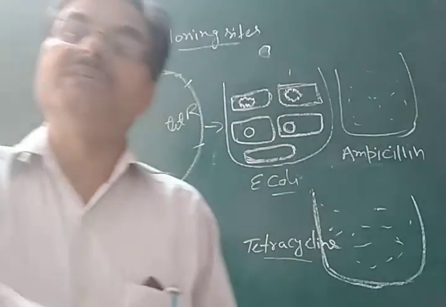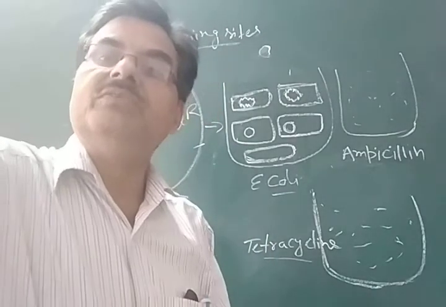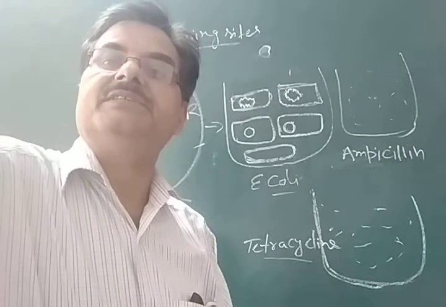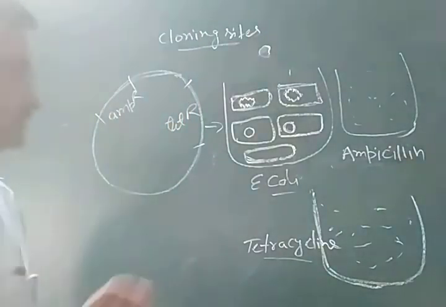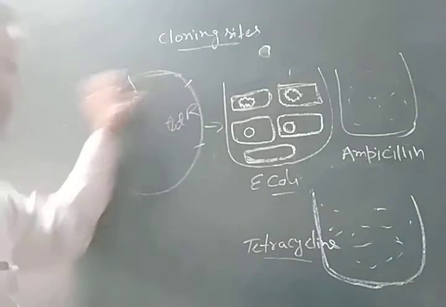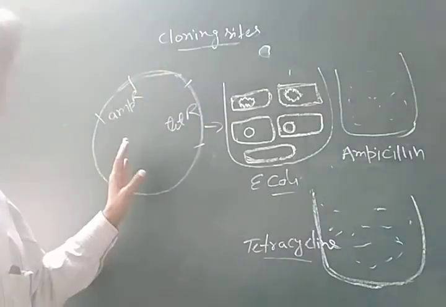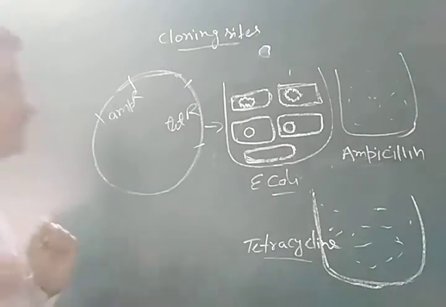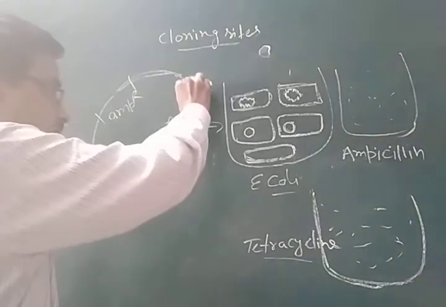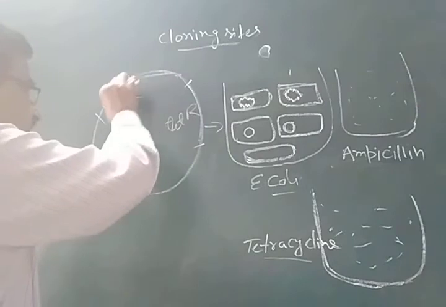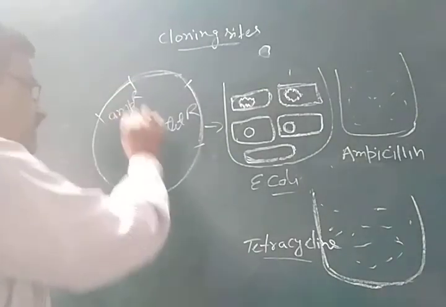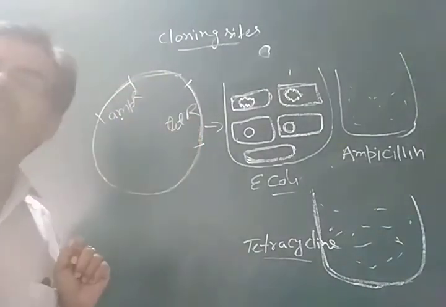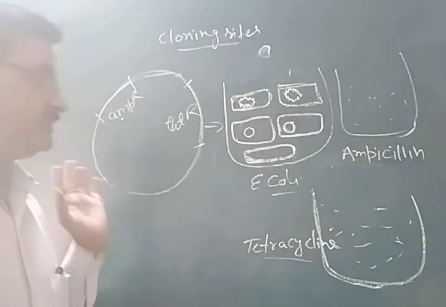Good morning, students. In the last video, we were learning about the cloning sites. Suppose we have a plasmid, pBR322, and in this pBR322 there are two antibiotic resistance genes, that is the ampicillin resistance gene and the tetracycline resistance gene.